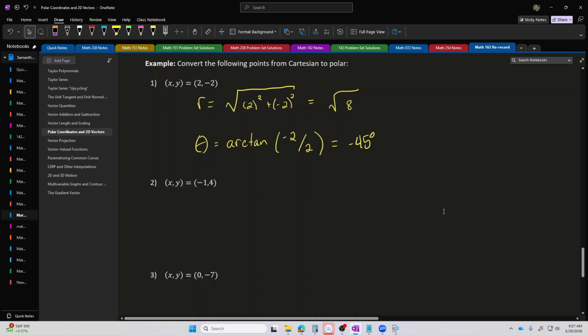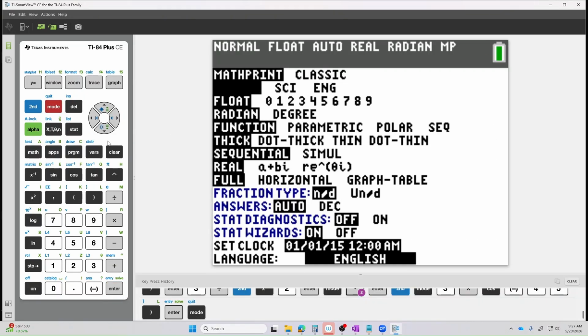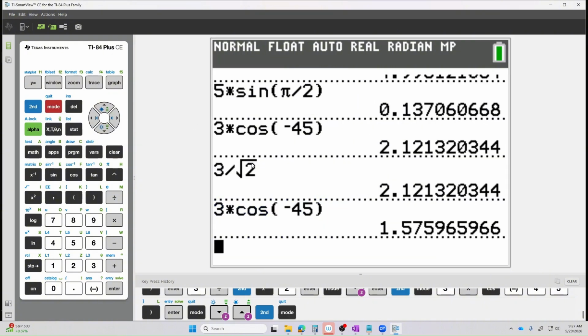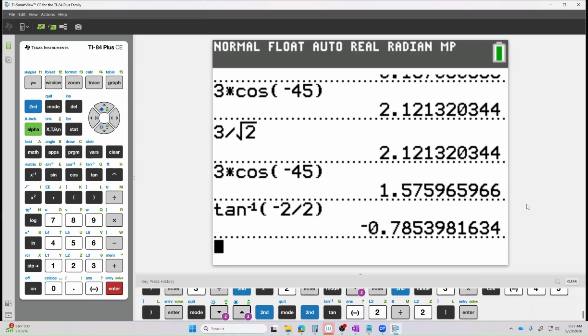Again, you can use your calculator to answer this question, but you just need to keep in mind what mode your calculator is in at any given moment, so that when you report on your answer, you can make sure that you're giving appropriate units for your angle. So for example, if I check my mode, I am currently in radians mode. So if I evaluate inverse tangent of negative 2 over 2 in that mode, I would get an answer of, roughly speaking, negative 0.79.